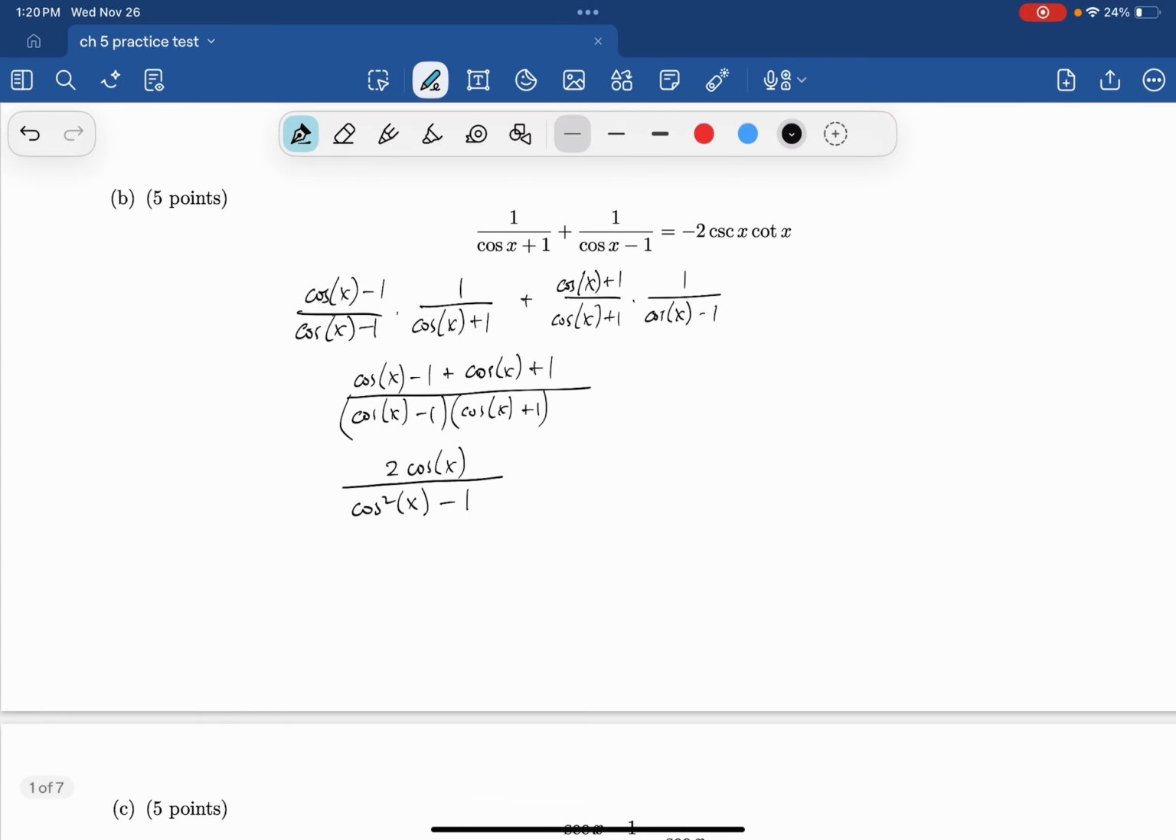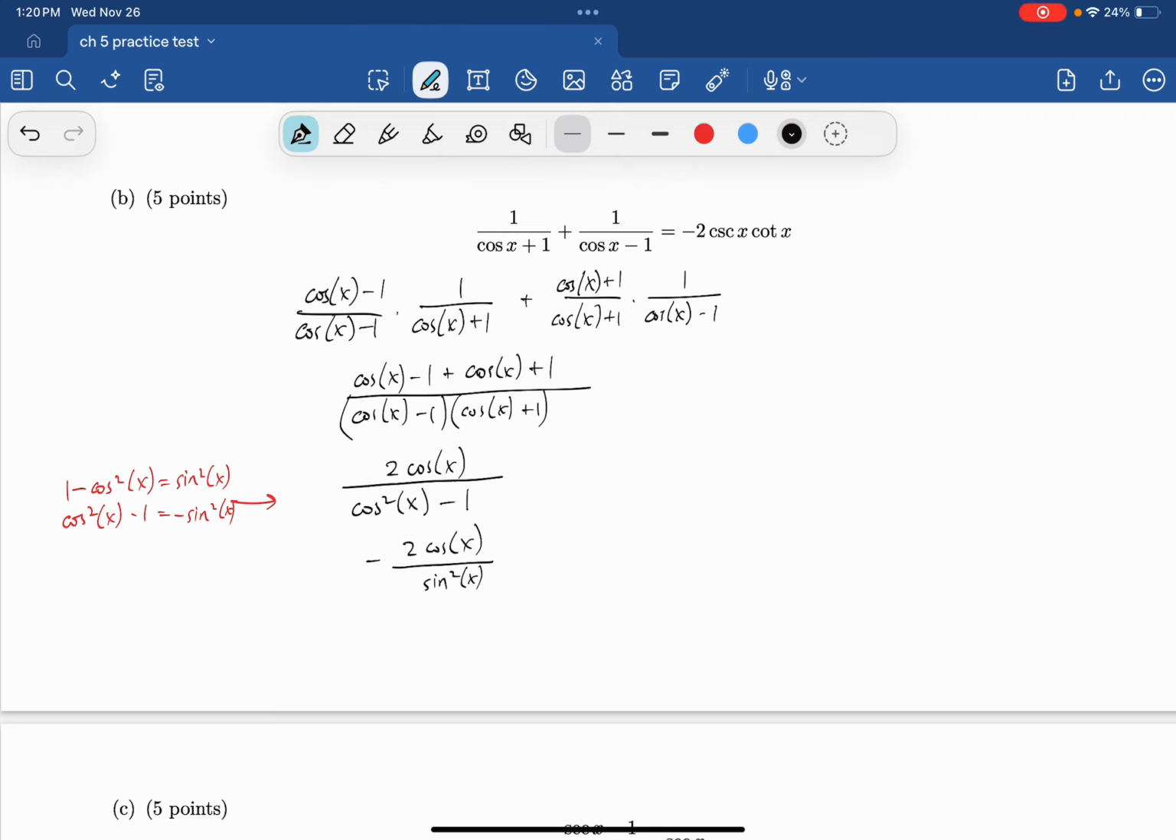All right, but here we can make the substitution, right? 1 minus cosine squared x equals sine squared. And so that must mean that cosine squared x minus 1 equals negative sine squared. And so we're able to substitute negative 2 cosine x over sine squared. Right, the denominator is simply equal to negative sine squared. All right, so that's the left-hand side.